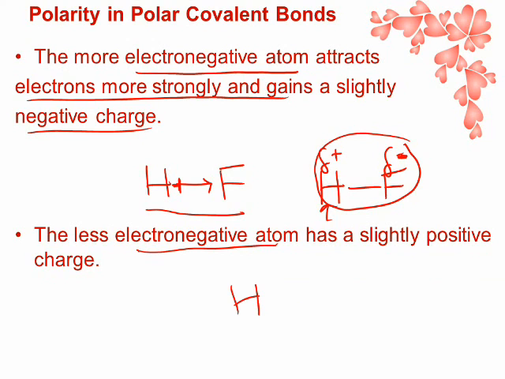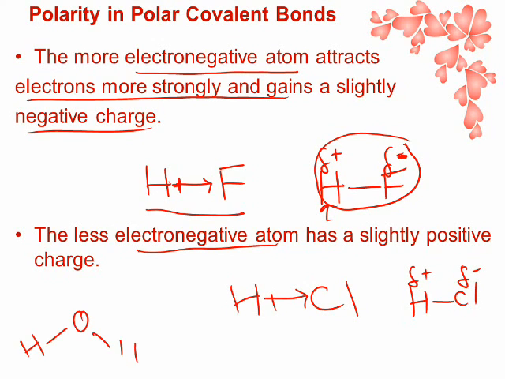We can say the same thing with hydrogen chloride. This is going to want it more. Or we can just draw it like this. We have partial negative and partial positive. Water, we have water here. Oxygen is more electronegative than hydrogen. So oxygen is going to be partial negative, hydrogen's partial positive. And you can even draw it too if you wish.